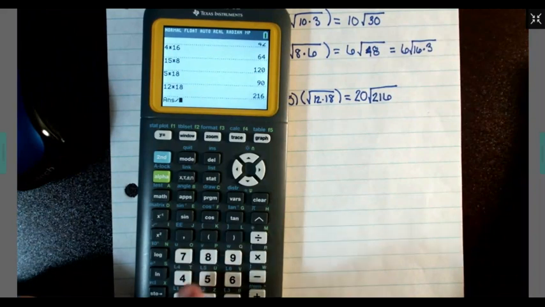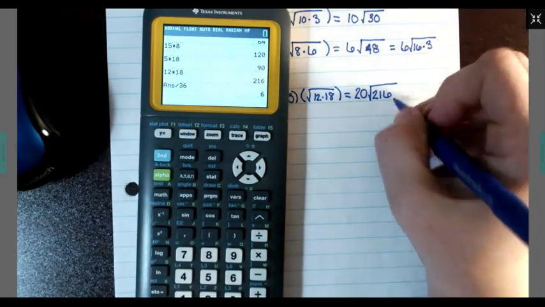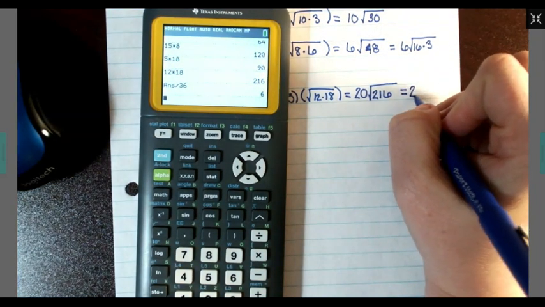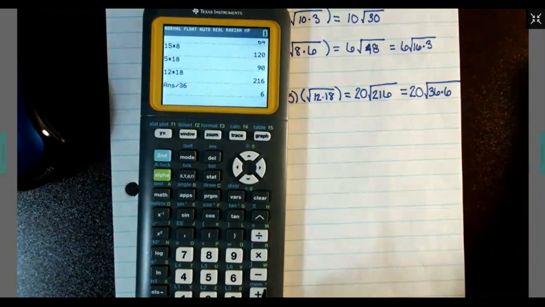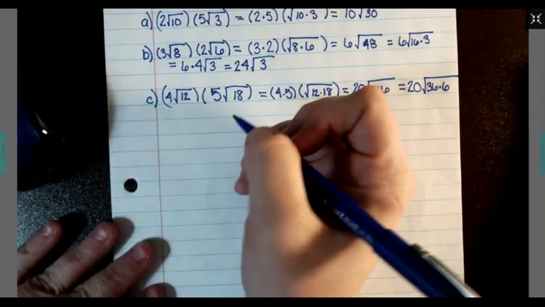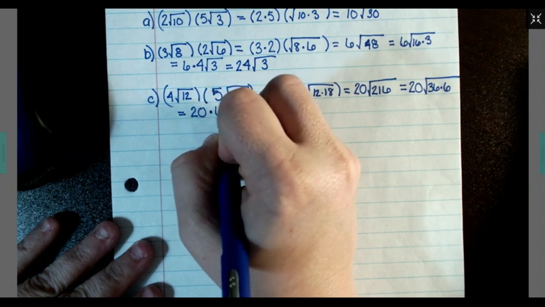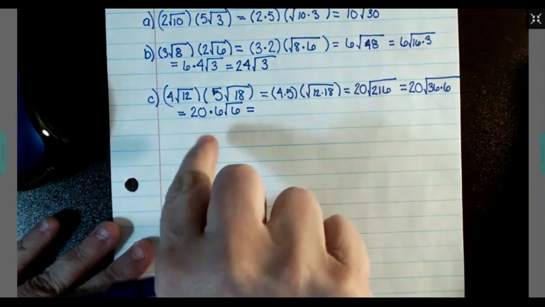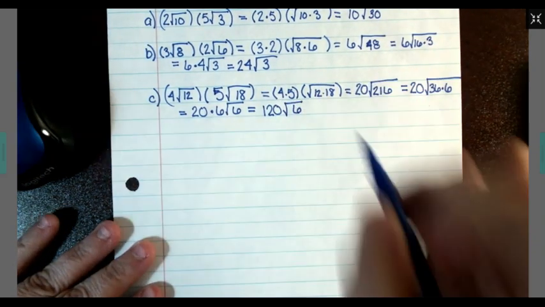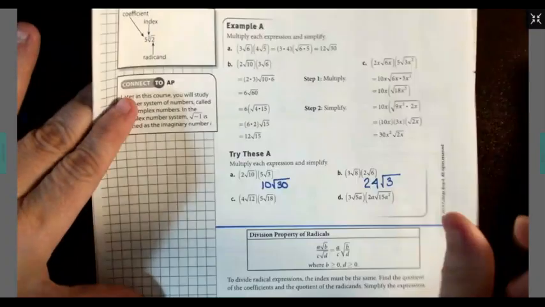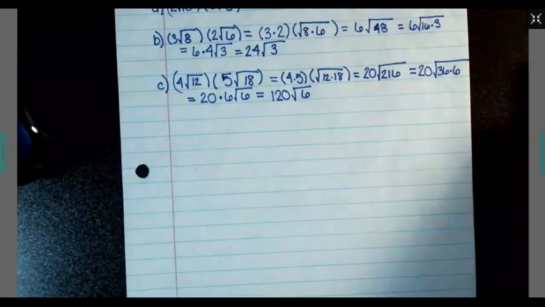Let's see. No, it's not divisible by 25. What about 36? There's a good one. So it's divisible by 36. So I can do 20 square root of 36 times 6. What's the square root of 36? 6. So we've got 20 times 6 square root of 6. And 6 times 20 is 120 square root of 6. 120 square root of 6.